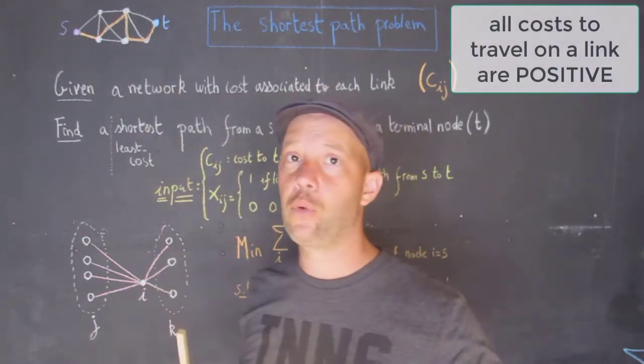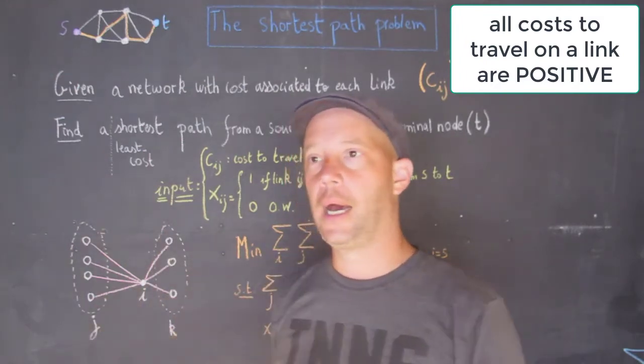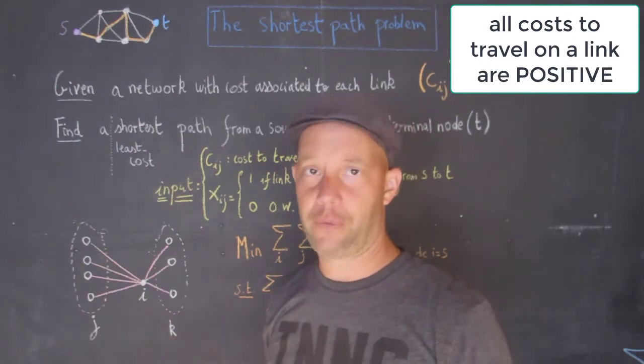One thing that is very important to notice is that each of these links that is selected, or all of them in fact, have to have some sort of cost. It could not be that you get a reward to use that particular link. So all the costs have to be positive.